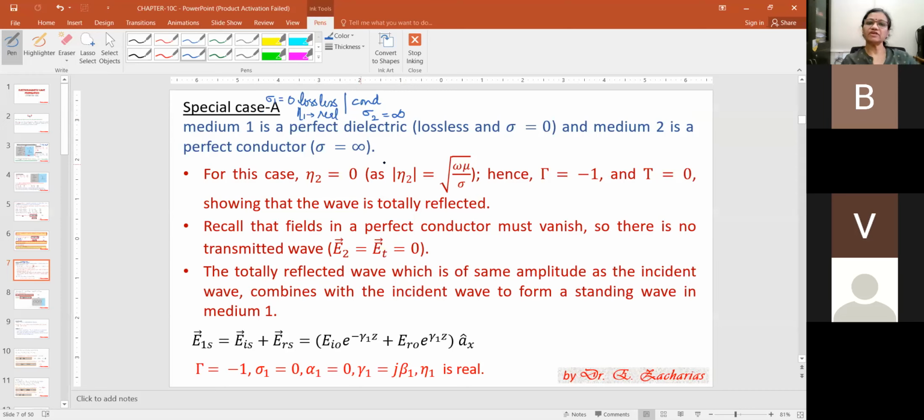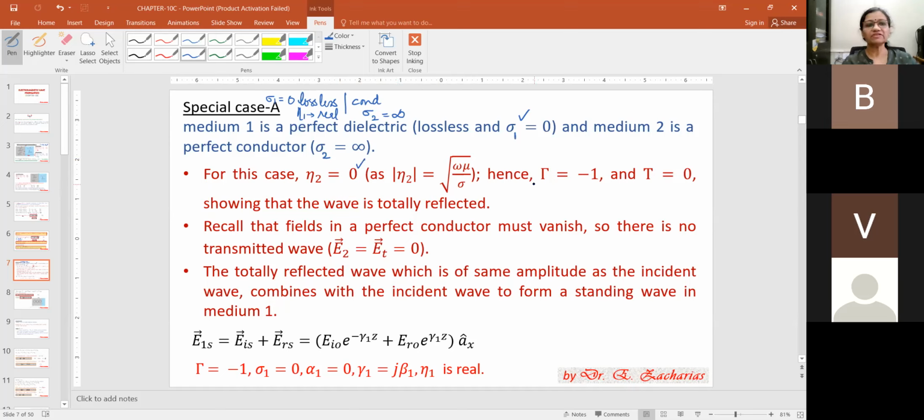Okay, so let us quickly write. Medium 1 is lossless, so sigma 1 equal to 0, and medium 2 is a perfect conductor. So because you are on the other side, I will say sigma 2 is equal to infinity. Next, let us come to what are the consequences. So eta 2 will be equal to 0. For a conductor, we are saying it's a perfect conductor on top of it. Eta 2 is 0. Why is eta 2 0? Modulus eta 2, according to what we have studied in the past, is root of omega mu by sigma. We are saying sigma is infinity. Therefore, eta has to be 0, or intrinsic impedance is 0.